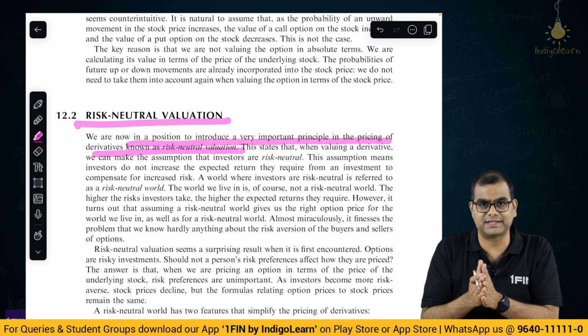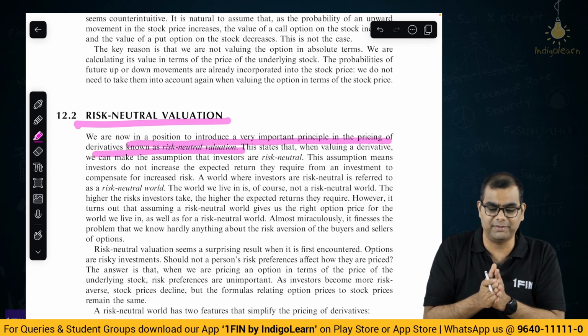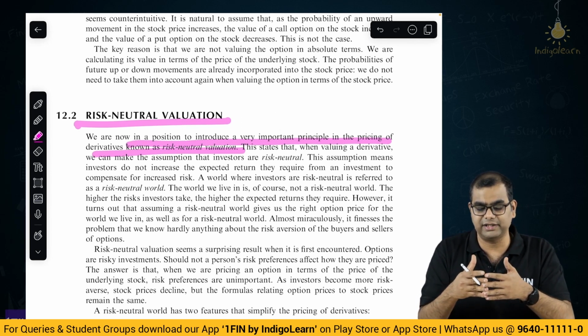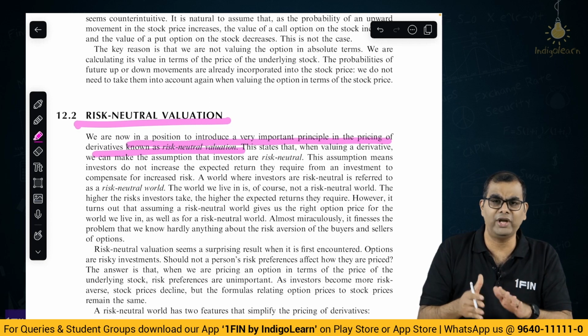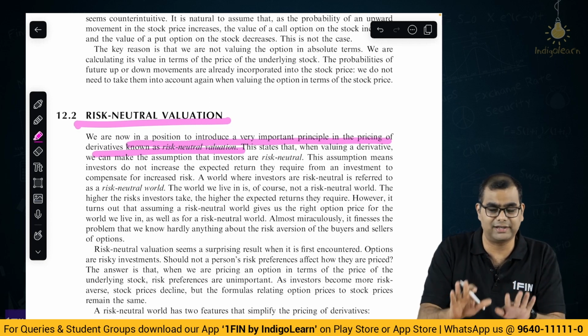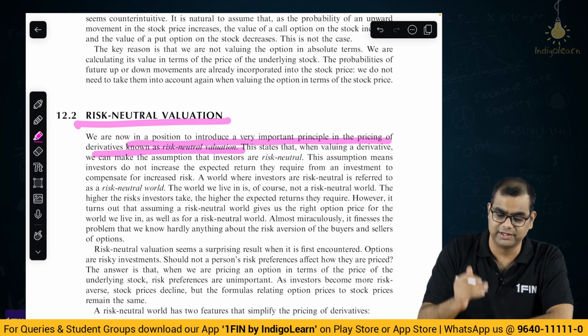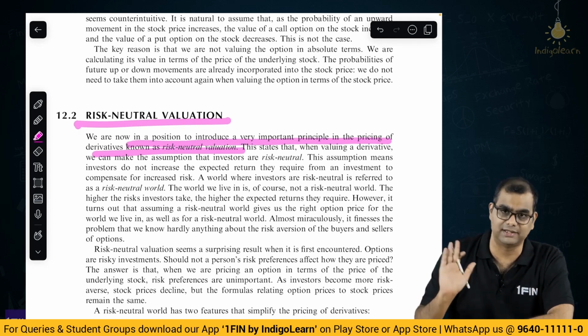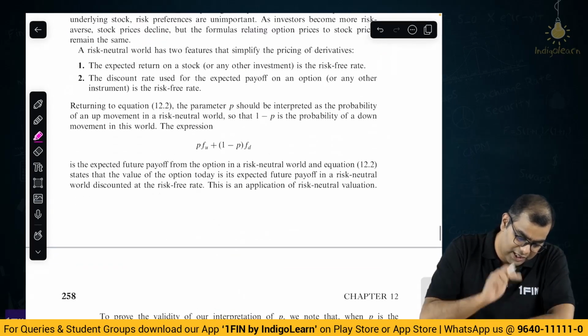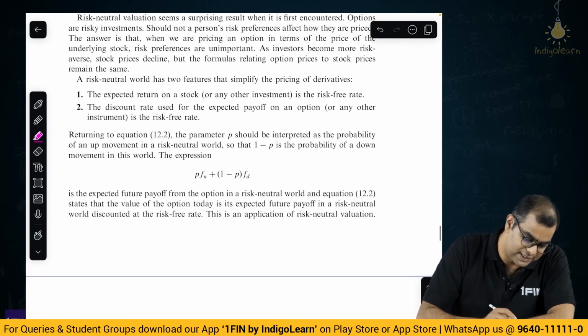Some authors have very clearly said risk neutral is part of binomial. Some have said they both are linked. Some have said this can be done using that. ICAI has taken a position, which I showed you in their study material also. They have said binomial is one method, risk neutral is another method. Now, if you come to risk neutral valuation, here also, please read what they have said.